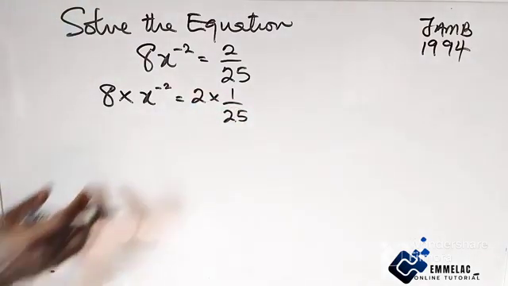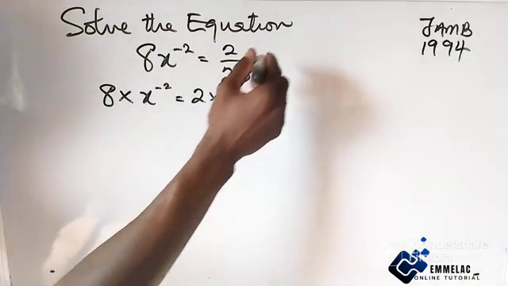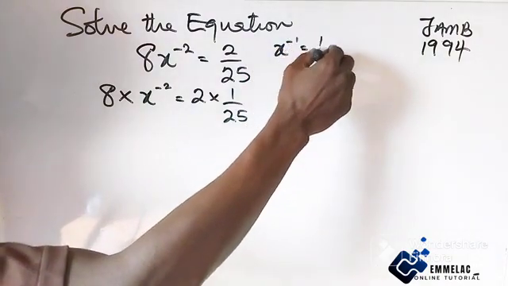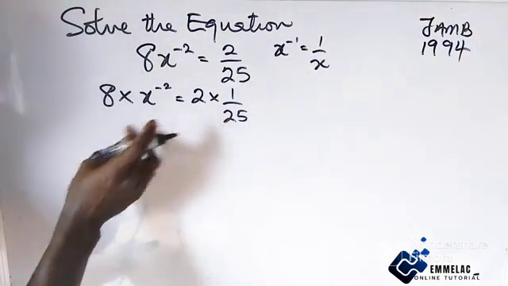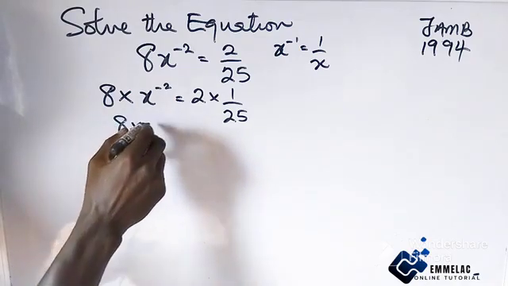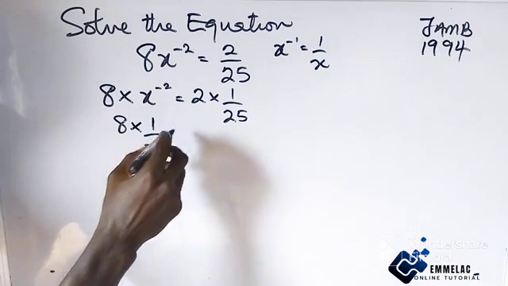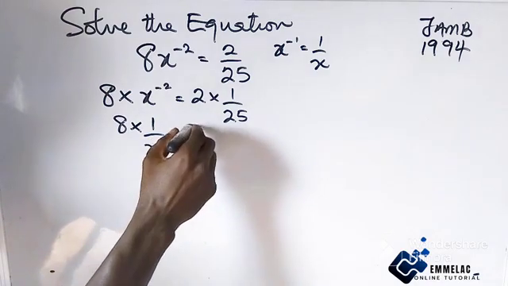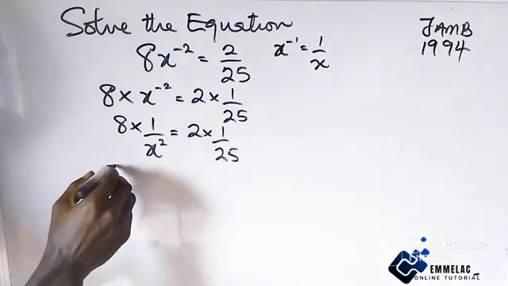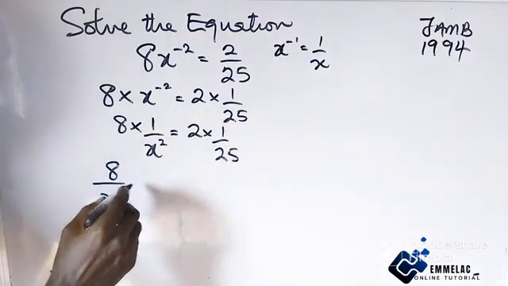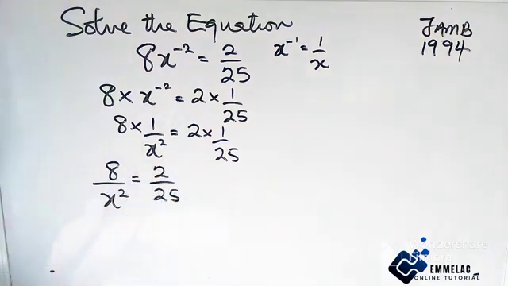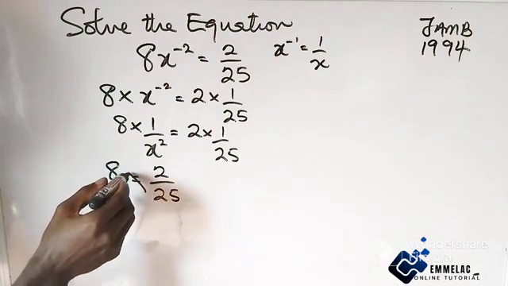Okay, so with this, let us recall that x raised to the power minus 1 equals 1 over x. If I apply this here, we have 8 times 1 over x raised to the power 2 equals, let's continue with 2 times 1 over 25. So here we have 8 over x raised to the power 2 equals 2 over 25. All right, we can now cross multiply.